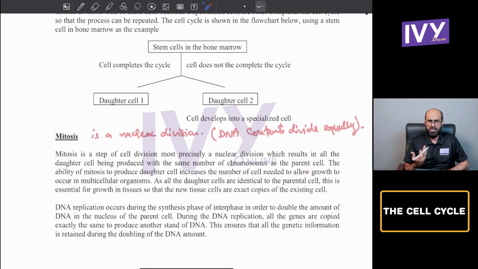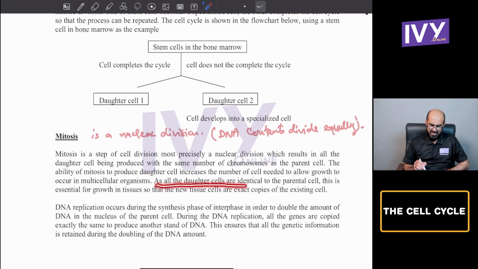We are all multicellular organisms. How does our body grow? Because the number of cells is increasing in our body. So how will the cells increase? Of course, by the process of the cell cycle, the number of cells is going to increase, and we are growing. Our body parts are also growing. And some of the cells are lost from the body. They will be replaced by the cell division of mitosis.